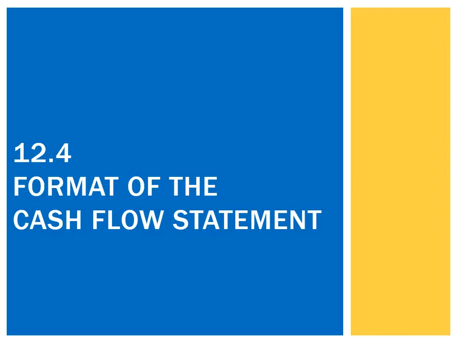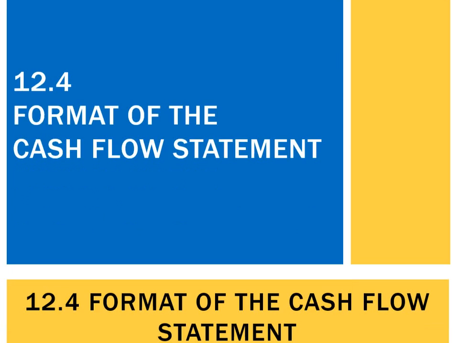So we've previously learned that cash is really important, just as important, if not more important, than profit. We've learned that we need to make a cash flow statement to do that, and it has 3 sections. So let's look at how we actually make one by looking at the format.